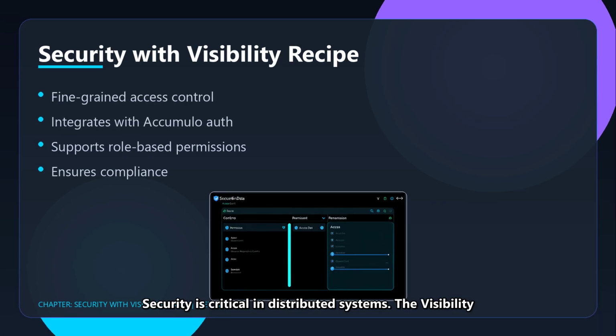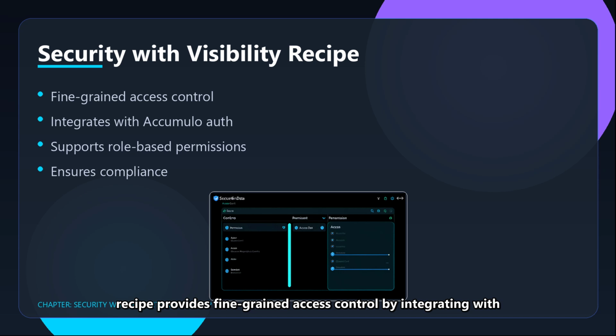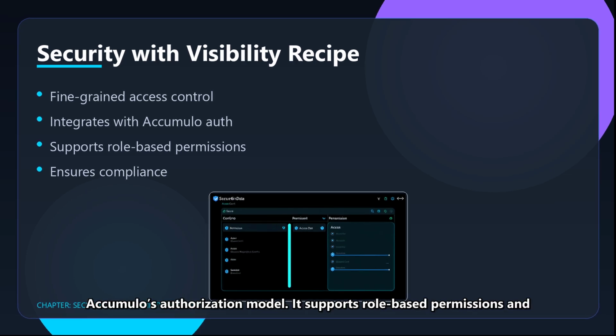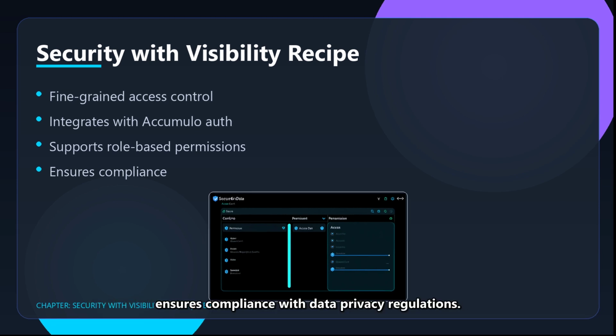Security is critical in distributed systems. The visibility recipe provides fine-grained access control by integrating with Accumulo's authorization model. It supports role-based permissions and ensures compliance with data privacy regulations.